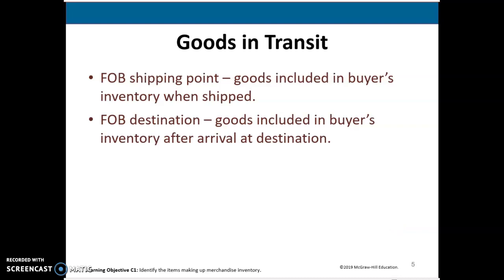So when we look at goods that are in transit, we have to think about, does a purchaser's inventory include goods in transit from that supplier? Well, it depends on if it's FOB shipping point or FOB destination, which tells us if that ownership has passed to the purchaser. And if it has, then the goods are included in the purchaser's inventory. We can look at this and see based on FOB destination or FOB shipping point. So goods that are FOB shipping point are included in the buyer's inventory once the items are shipped. If it's FOB destination, it's included in the buyer's inventory after they arrive at their destination.